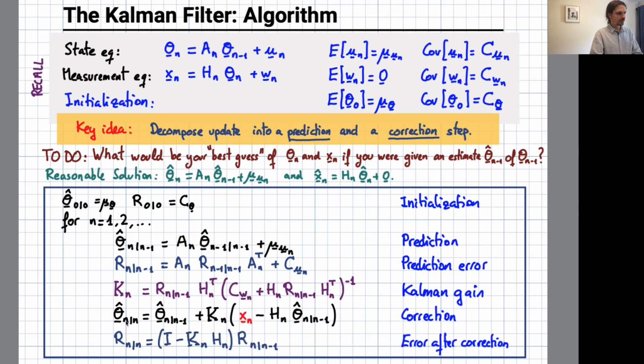And finally, we obtain the error of this estimate here, because we will use it in the next iteration. So it is here. It is not important to remember these equations, but at least to know what the steps are, and have an idea of what they do, and also to have this intuition, to be able to interpret them.